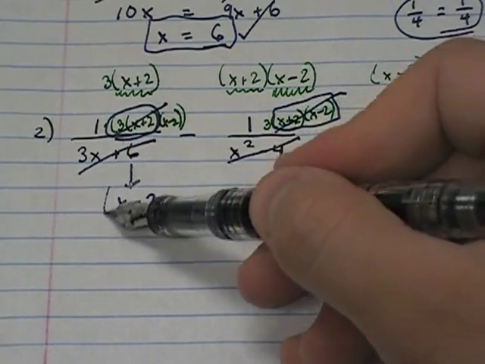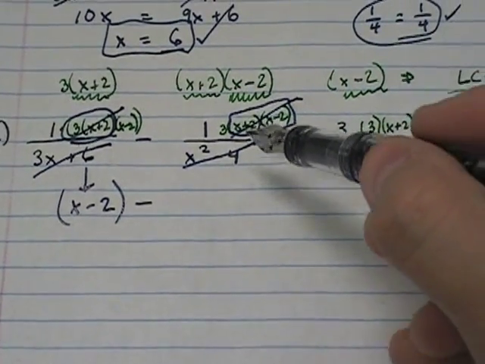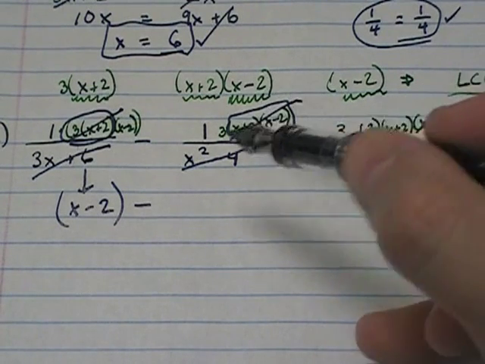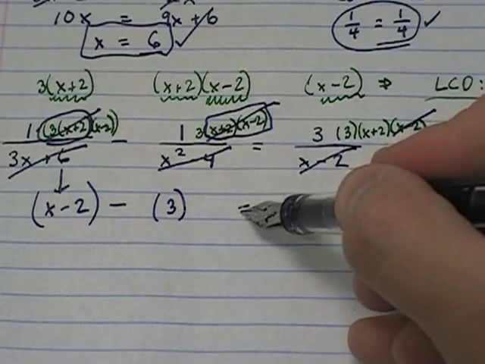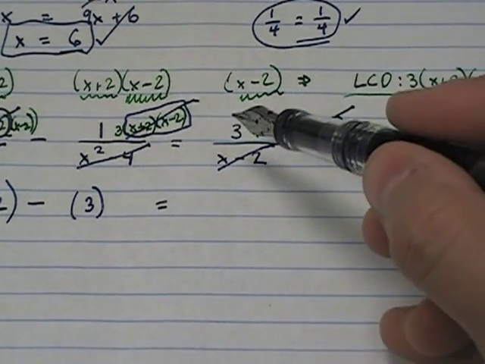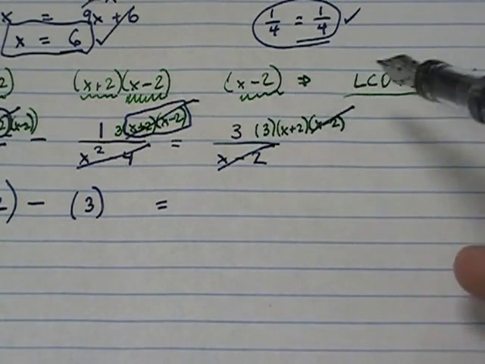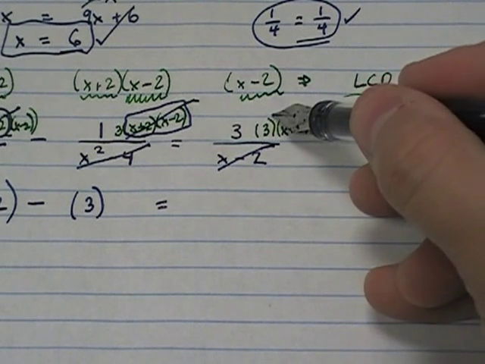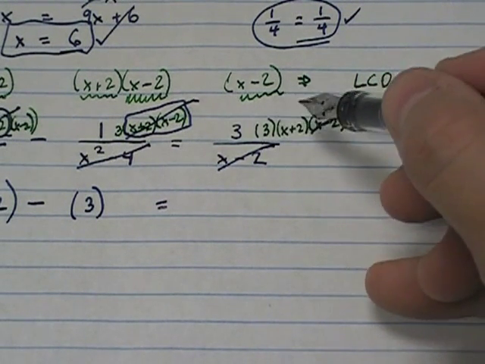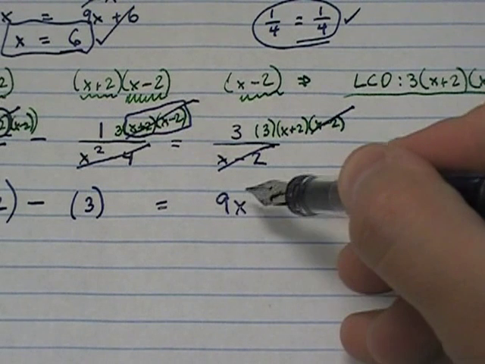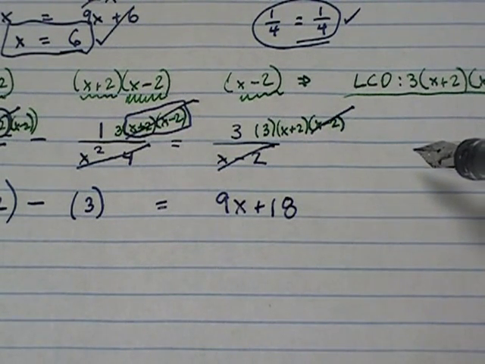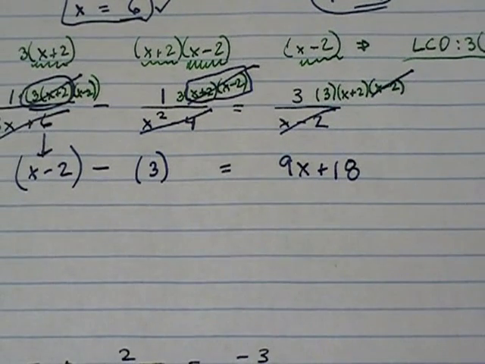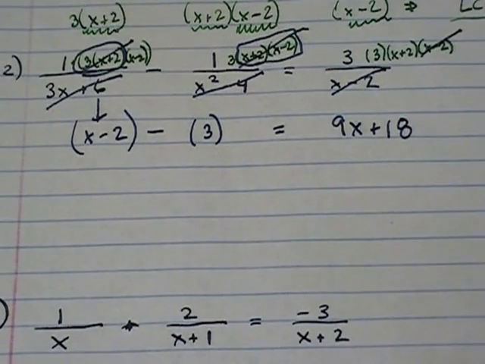minus 1 times 3, which is just 3, equals, and then here 3 times x plus 2. So, well, 3 times 3 is 9, and 9 times x plus 2 is 9x plus 18. Okay? So I end up with x minus 2 minus 3 equals 9x plus 18.